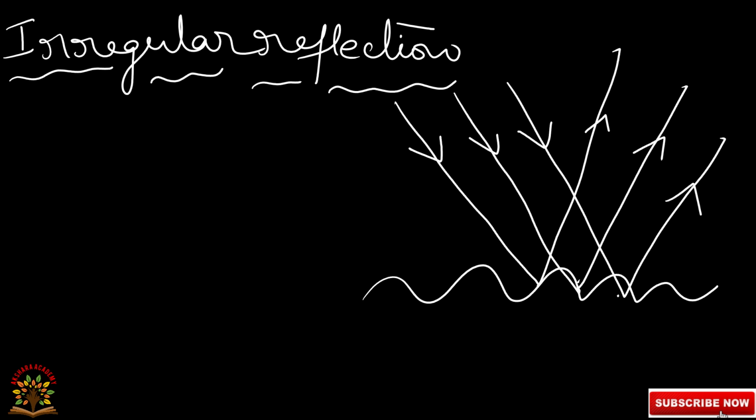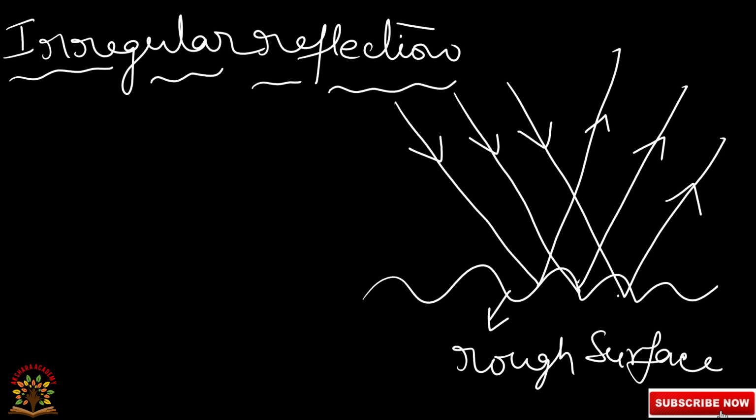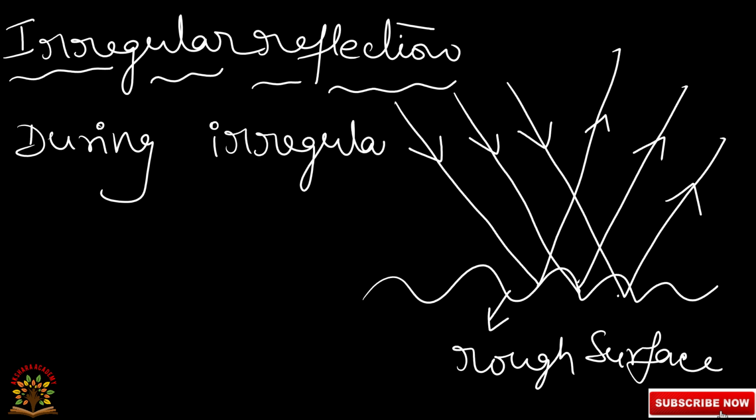See here, observe this below figure. These are not parallel to the incident rays. So, during irregular reflection, all the incident rays are not parallel after reflection. Irregular reflection occurs on rough surfaces. This indicates rough surface. So, during irregular reflection, these are the incident rays, these are the reflected rays.